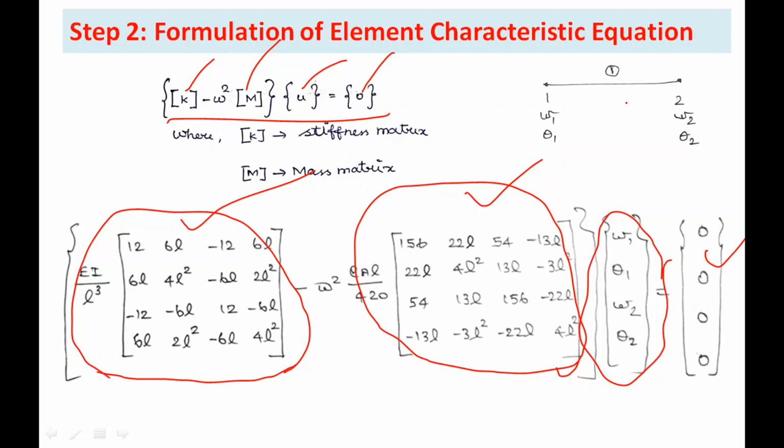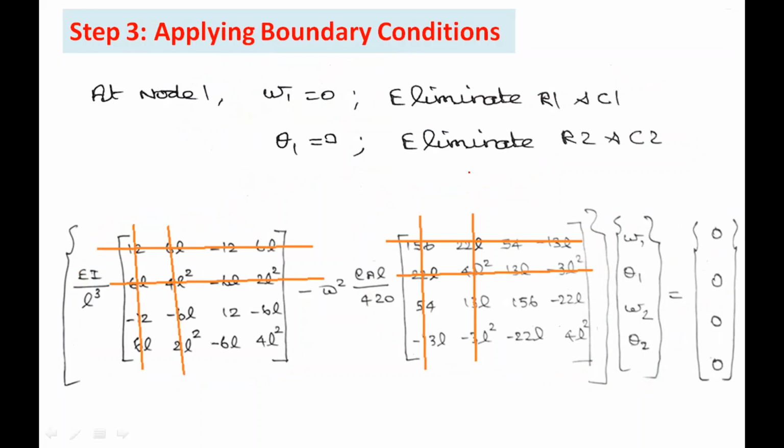This is a one element model. Directly we can apply the boundary condition to this element characteristic equation, because we need not go for the global characteristic equation since only one element is involved. So in the next step, we are going to apply the boundary condition. Since node 1 is a fixed node, we have W1 = 0, theta 1 = 0.